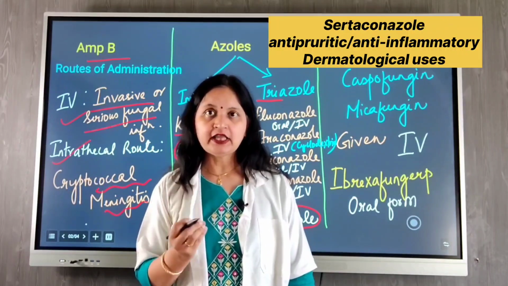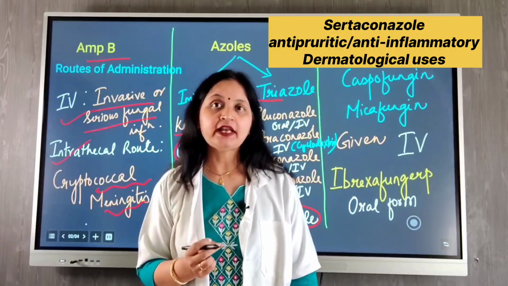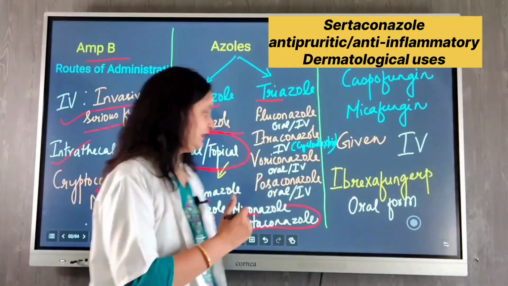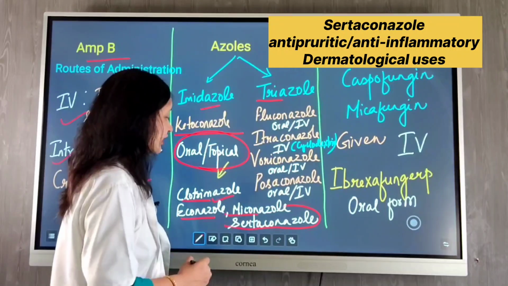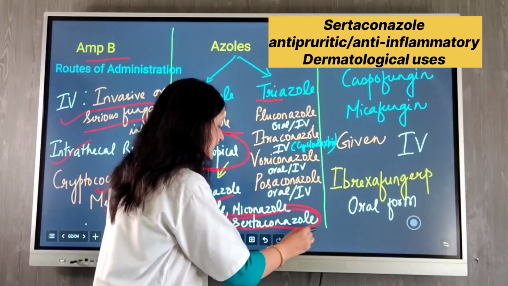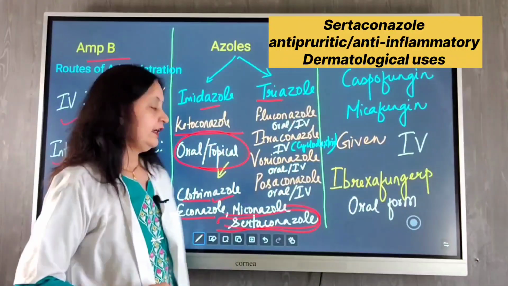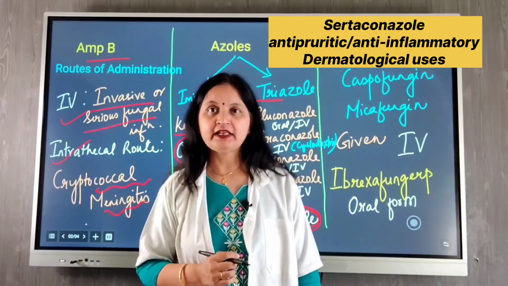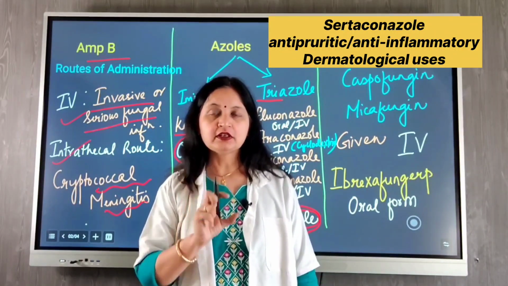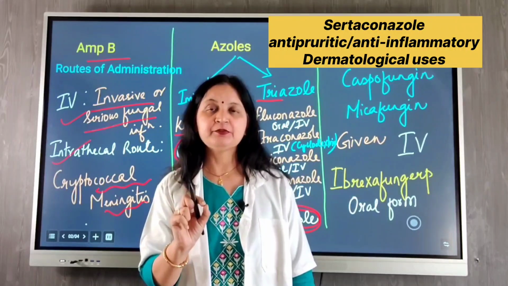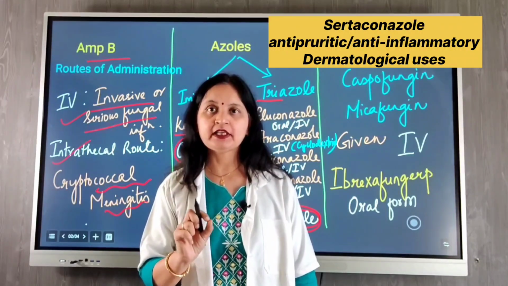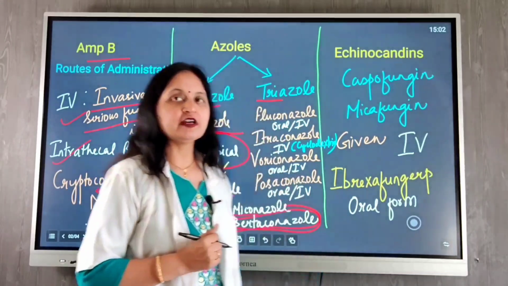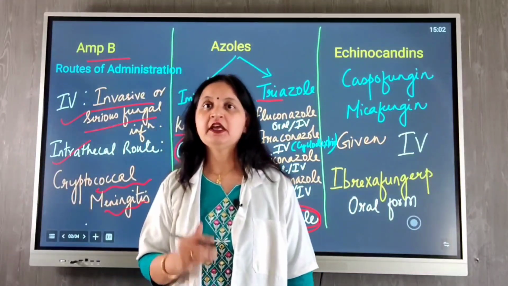Now sertaconazole has antipruritic and anti-inflammatory property, unlike other azole group of drugs. So sertaconazole is best suited for dermatological lesions which are associated with pruritus and inflammation. So sertaconazole has anti-inflammatory property, antipruritic property, and has dermatological uses for treating superficial fungal infections that are associated with pruritus.